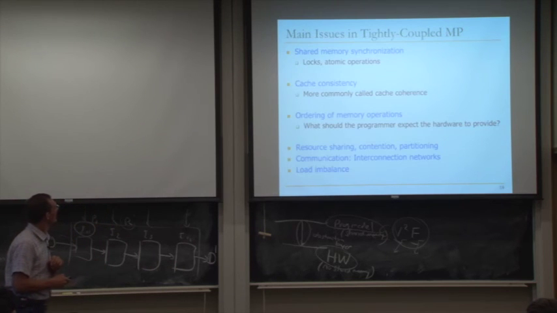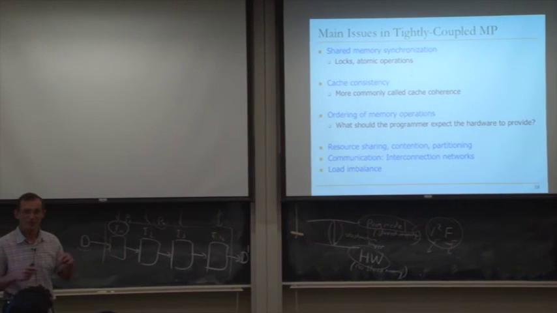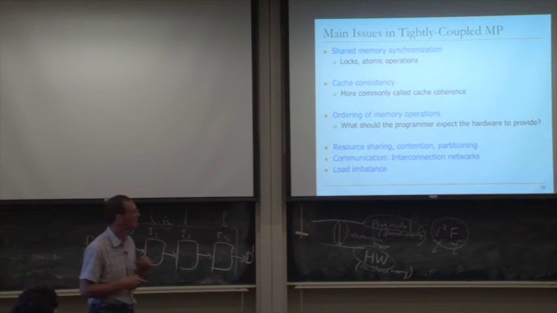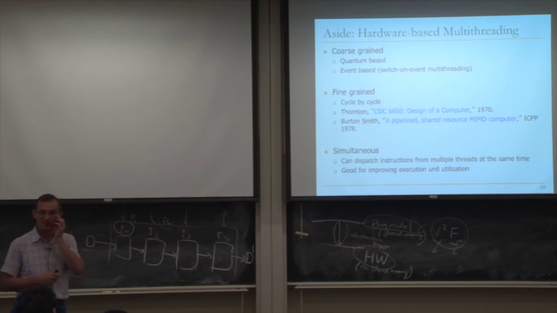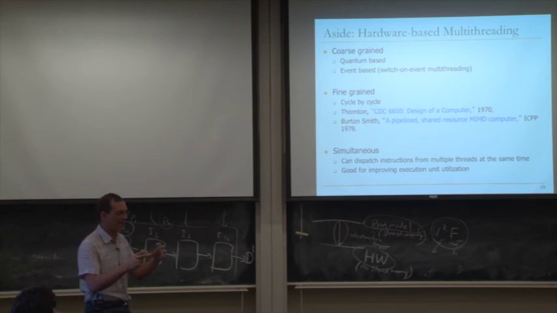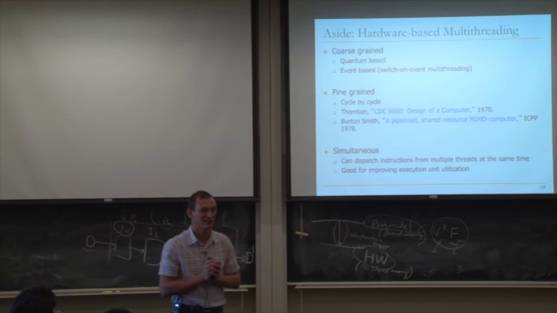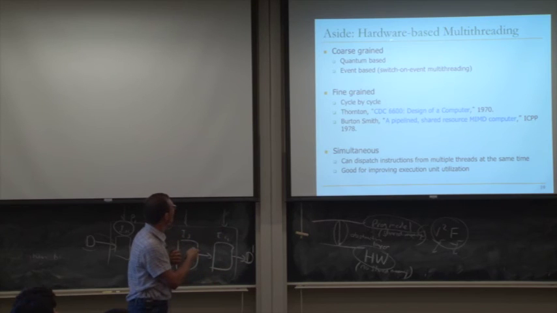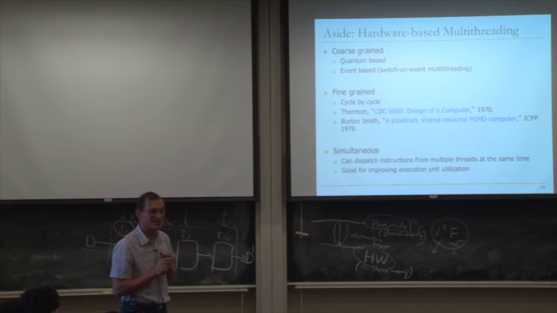So I'll take an aside here. We've been talking about multiprocessors, and that's one form of MIMD, multiple instruction, multiple data processing. But there's also a very common form of MIMD, which is hardware-based multithreading. A lot of the hardware you have today on your laptops, for example, is capable of executing multiple threads on the same pipeline, if you will. And that's hardware-based multithreading. And this could be done in 3 different granularities.